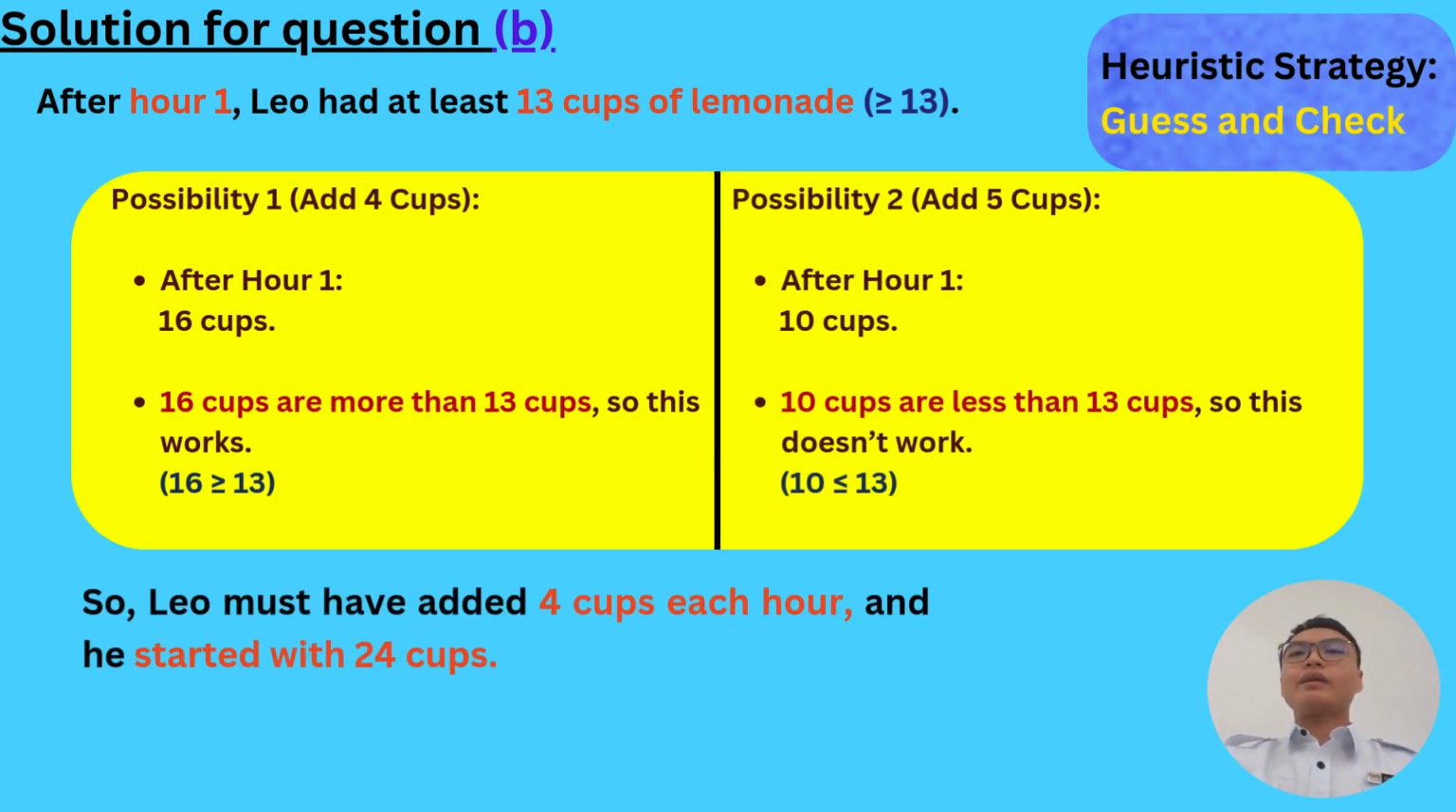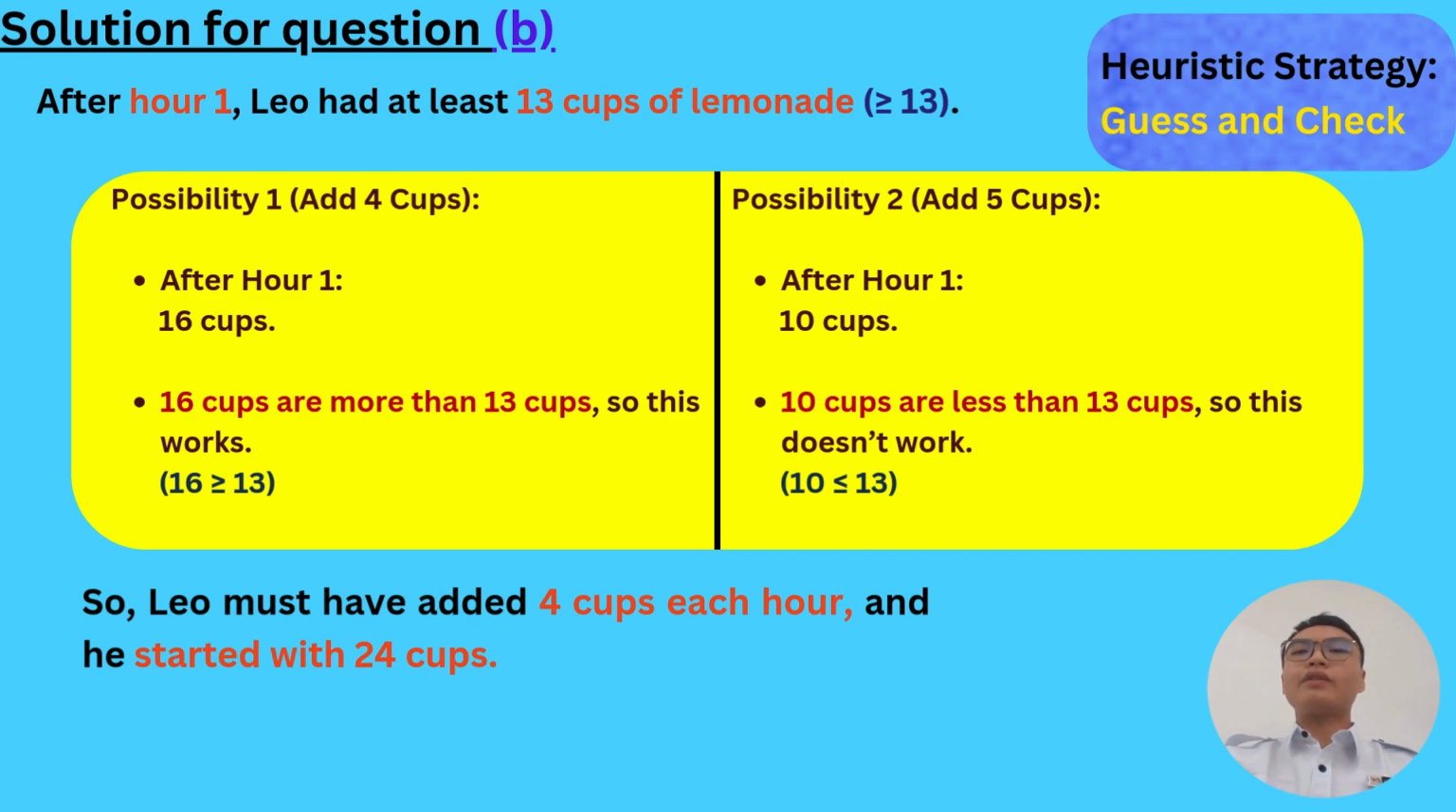In question B, the heuristic strategy that we use is guess and check. We know that after hour 1, Leo had at least 13 cups of lemonade. So, we can do guess and check. Possibility 1, which is at 4 cups. After 1 hour, Leo has 16 cups. 16 cups are more than 13 cups, so this works.